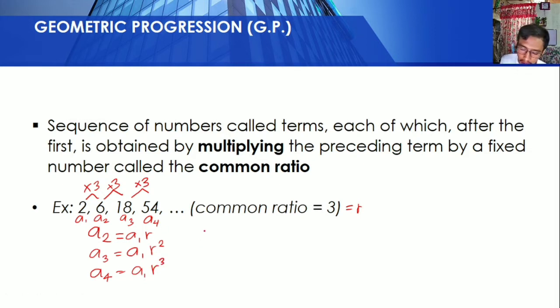Para makuha natin yung n term, so a sub n is equal to a1 times r raised to n minus 1. So, ito yung gagamitin nating formula para kunin yung n term ng isang geometric progression. So, n minus 1 kasi if you will see the pattern, pag a sub 4 ang hinahanap natin, raised to 3 yung common ratio natin. Kapag a sub 3 naman, raised to 2 yung common ratio natin. So, kaya merong n minus 1 doon.